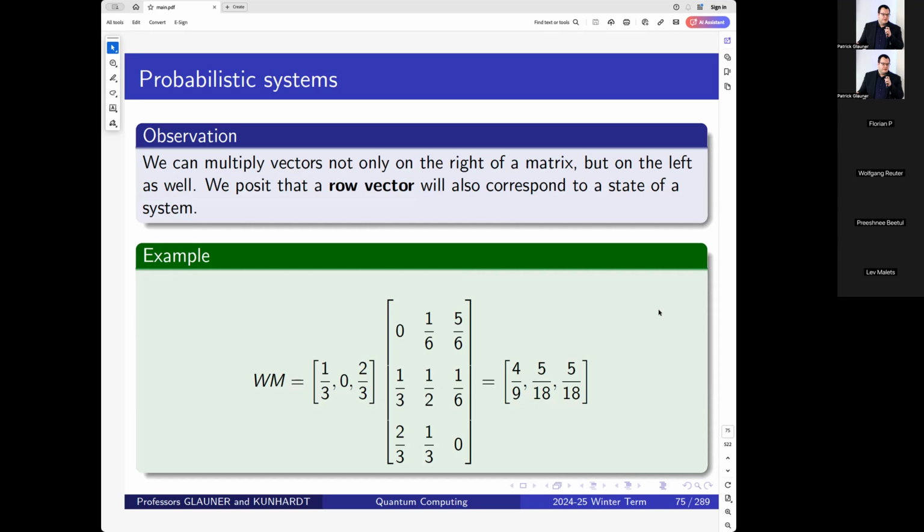What could this lead to? Do you have any suggestion what is happening if I'm multiplying a row vector from the left rather than a column vector from the right? Any guesses what could be happening in this system? Again, feel free to turn on your microphone and guess or send something in the chat.